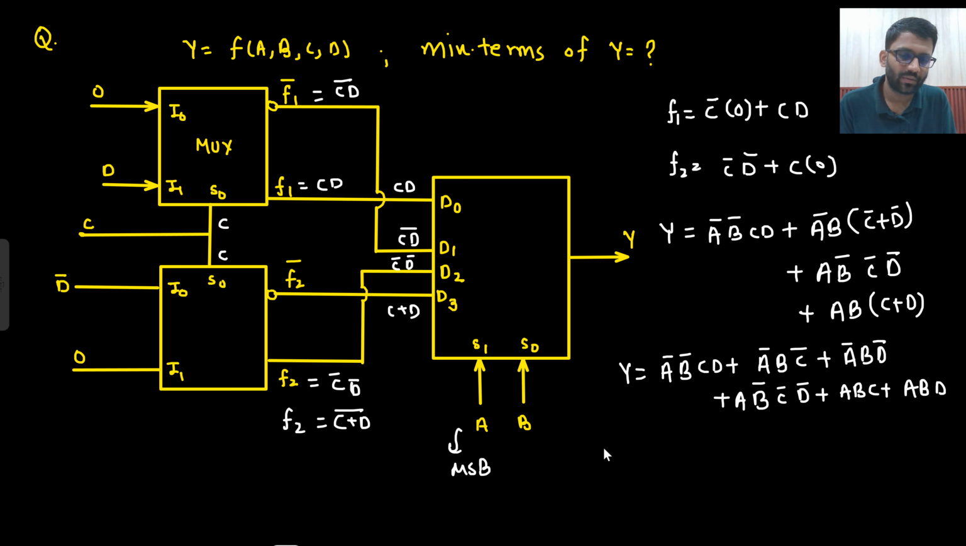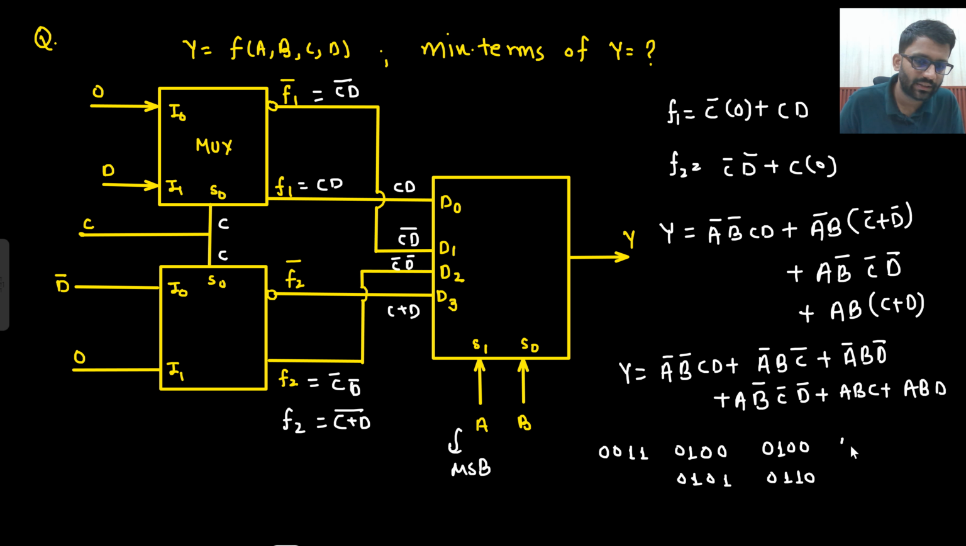Okay. So minterms would be 0, 0, 1, 1 because A is MSB. 0, 1, 0, 0, 0, 1, 0, 1. 0, 1 and D bar is 0. So this should be 0, this could be 1 as well. Because here C is not there, so C can take both of the values. Here D was not there, D can take both of the values.